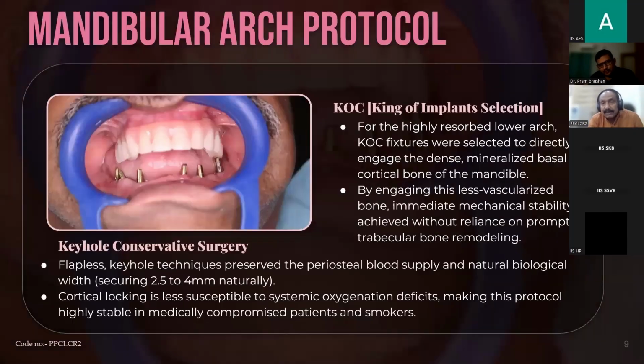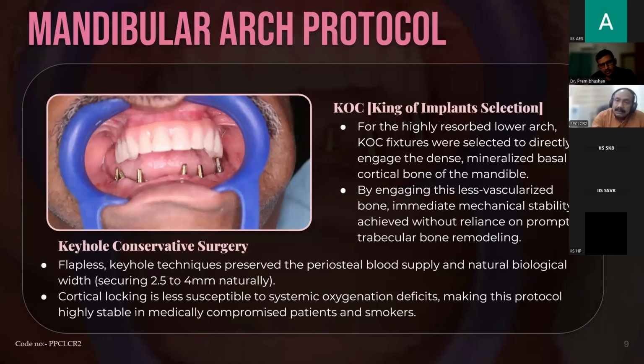Then for the lower, I selected KOC, King of Implants. Why is it called the King of Implants? It's a single-piece implant. It's very similar to the conventional torque implant, but the only difference is the collar region.